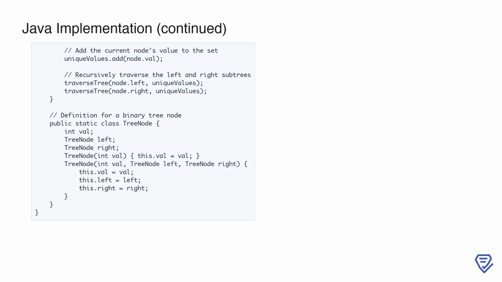At the bottom of the slide, we also have the TreeNode class defined. This class represents the structure of a binary tree node, with its value, a left child, and a right child. It includes constructors to initialize the node with just its value or with both its value and child nodes. This structure forms the backbone for our solution, allowing us to navigate and process the binary tree seamlessly.